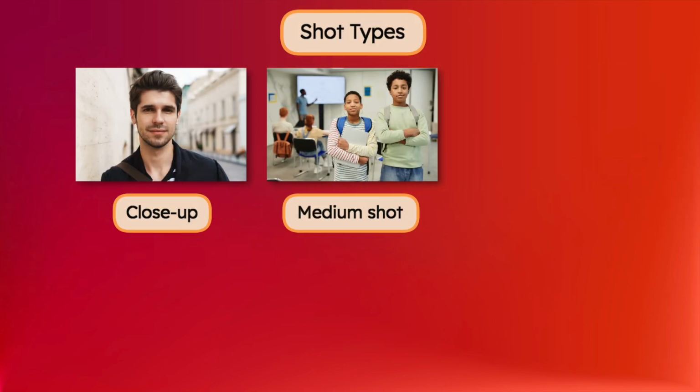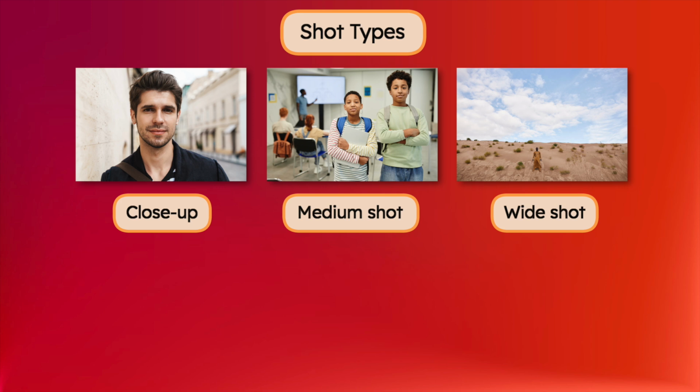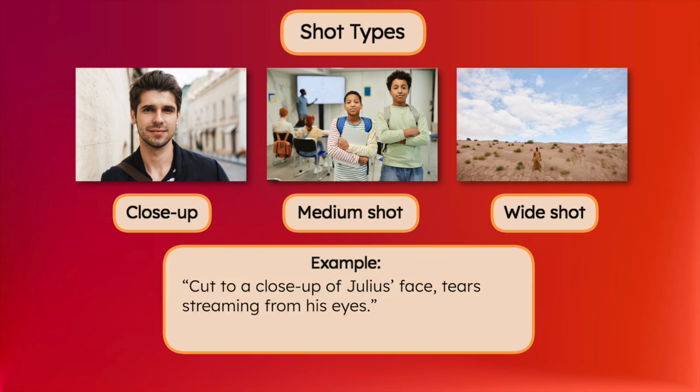You might consider using a close-up, medium shot, or wide shot. For example, a screenwriter could include a line that says, "Cut to a close-up of Julius's face, tears streaming from his eyes," to emphasize that character's emotions in that moment.